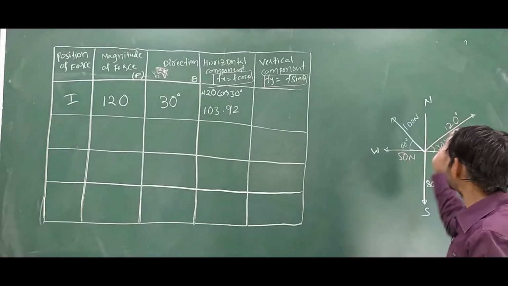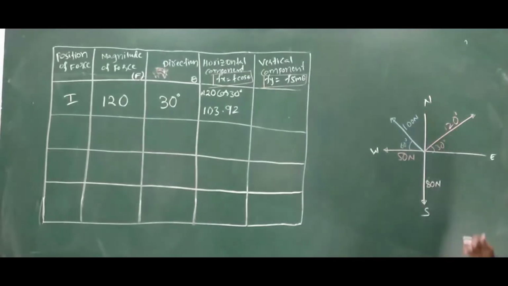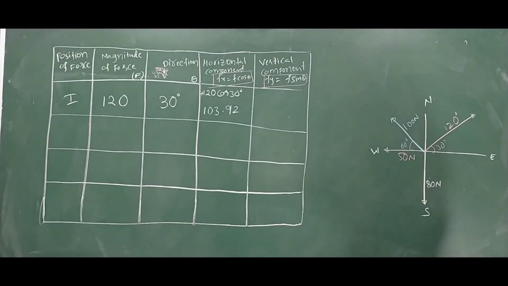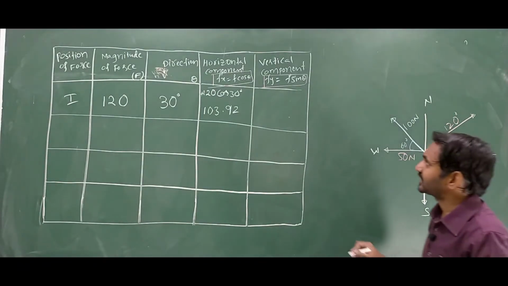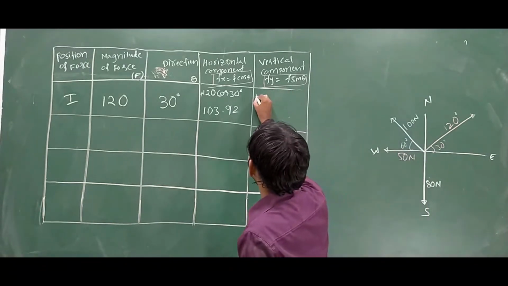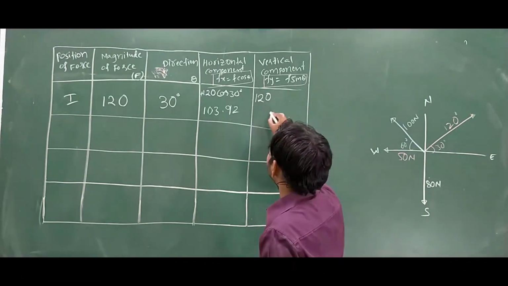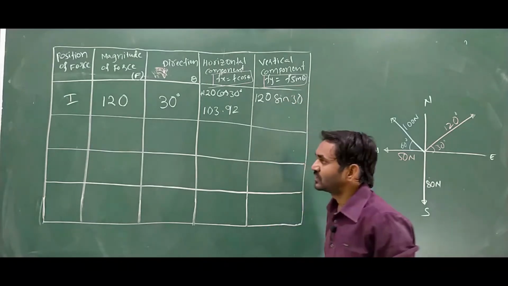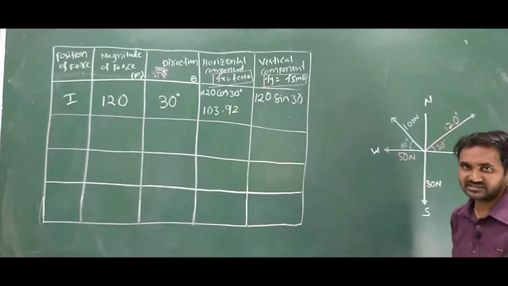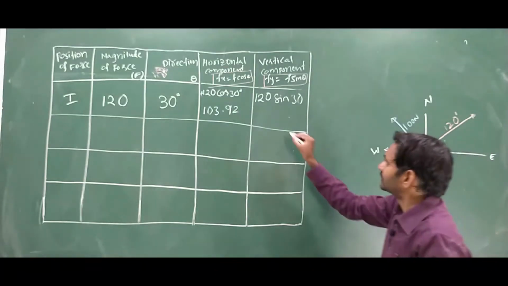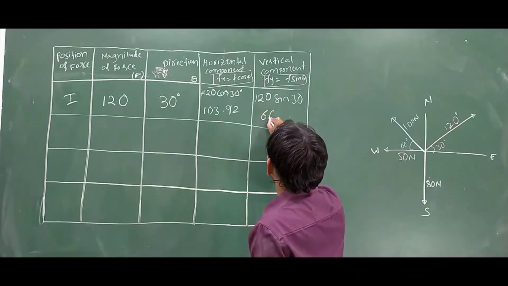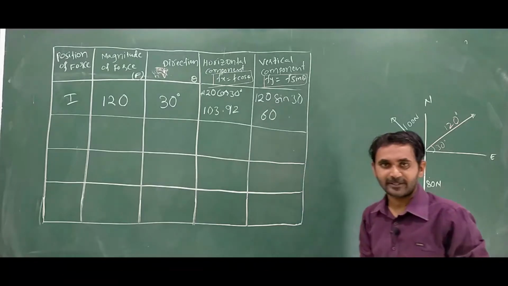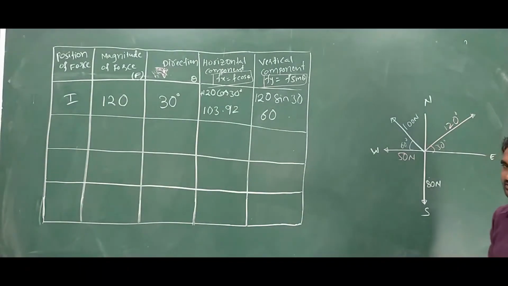Now similarly, vertical forces, F sin theta. When I am resolving the forces into the vertical direction, I'll get sine. So F sin theta. What is F here? 120 sin 30 degrees. So you will get 60 newtons. Right? So that is the first coordinate.